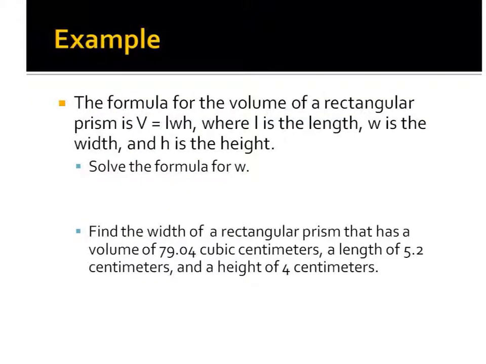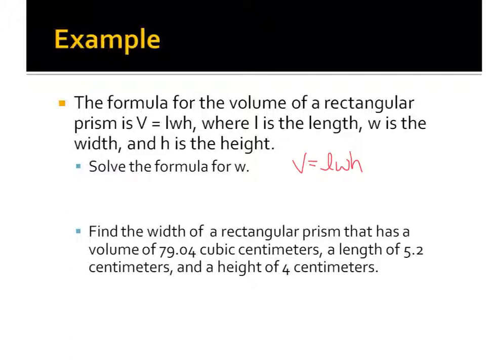Alright, we're going to take a look at one of your word problems. The formula for the volume of a rectangular prism is volume equals length times width times height, where L is the length, W is the width, and H is the height. So solve that formula for W. What that means is we're going to get W by itself. We can actually do this in one step.